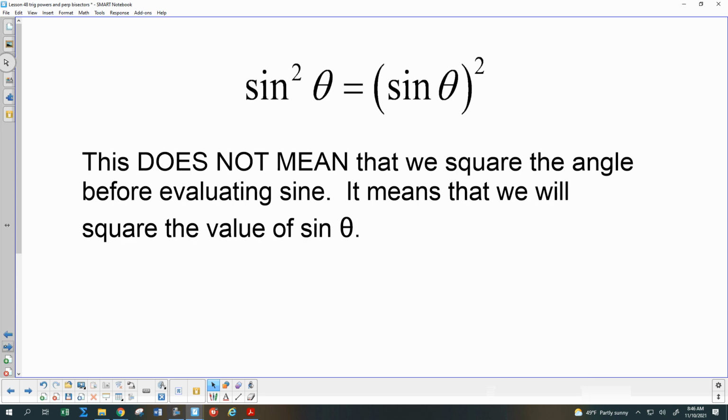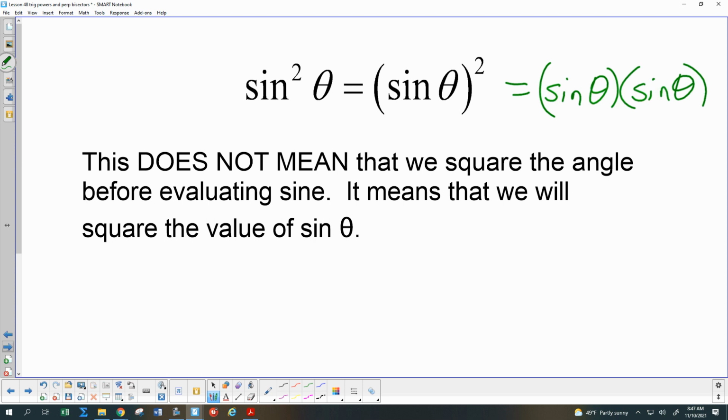So first, trig powers. If you see any trig function and then you see a square right on the trig function and then the angle, that simply means, in this case, sine of theta times the sine of theta. Get your ratio off the unit circle or out of the calculator or whatever it may be, and then multiply it by itself or cube it or whatever your power might be.